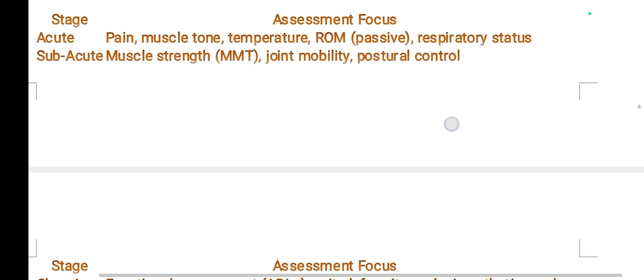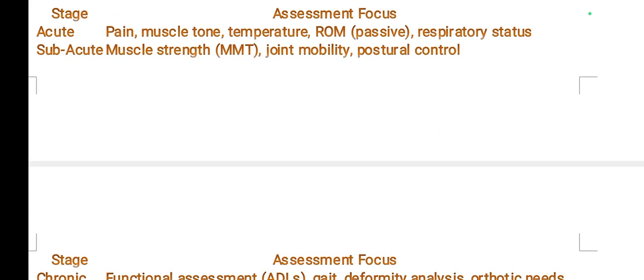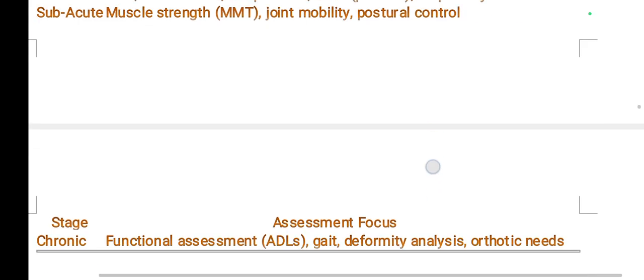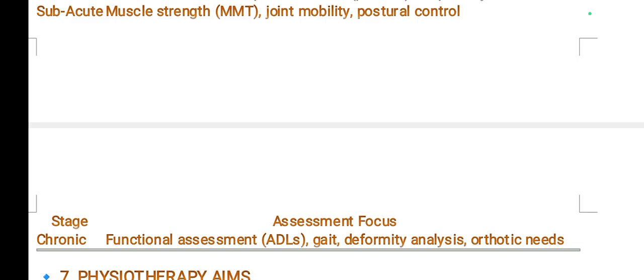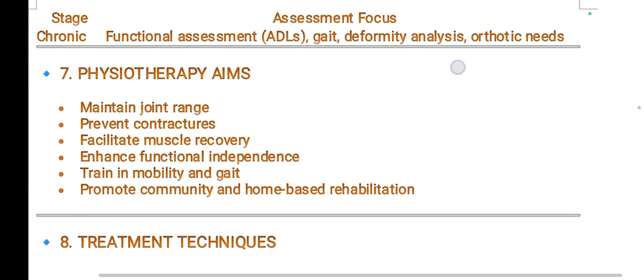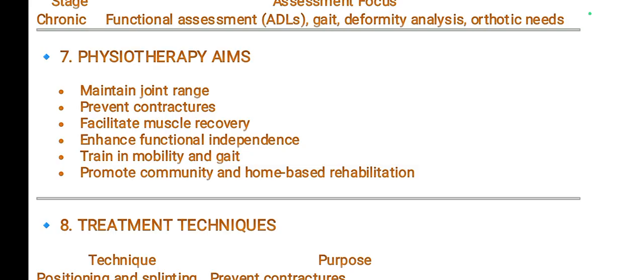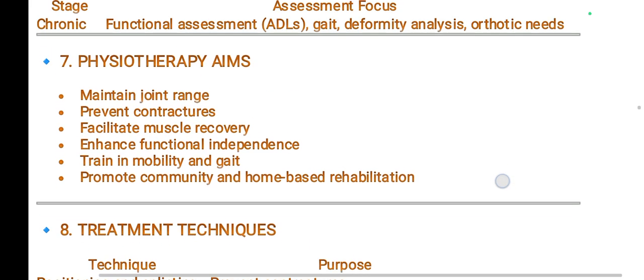Physiotherapy assessment: for the acute stage, the assessment tools will be pain assessment with VAS, muscle tone, temperature, range of motion using goniometry, respiratory status. In subacute, muscle strength with MMT, joint mobility, posture control will be seen. For the chronic stage, functional assessment, that is ADL, gait, deformity analysis and orthotic needs.